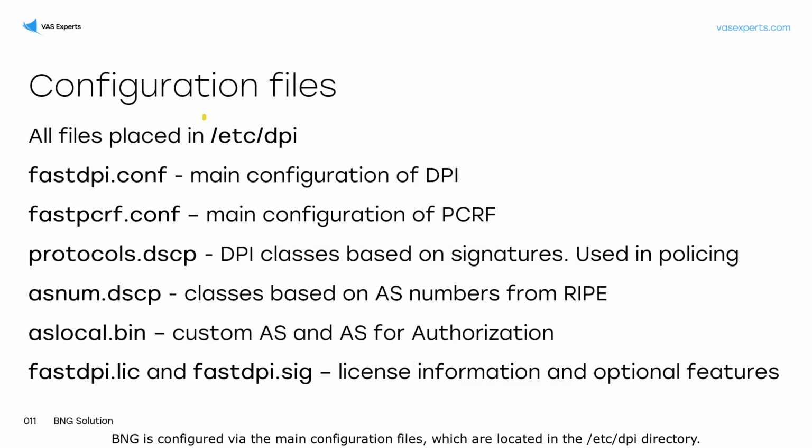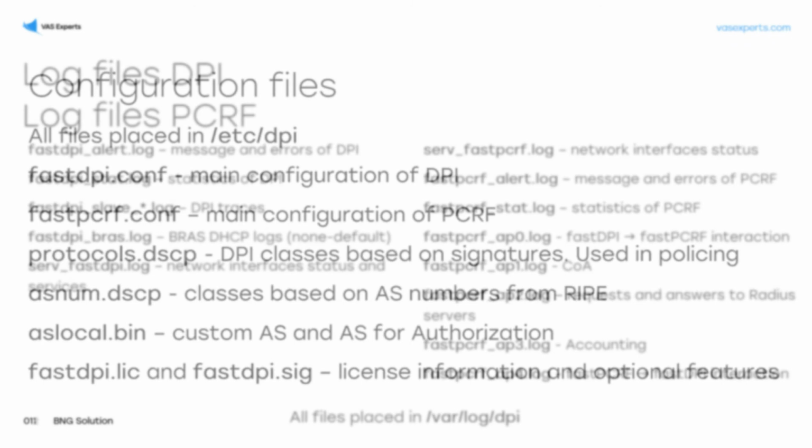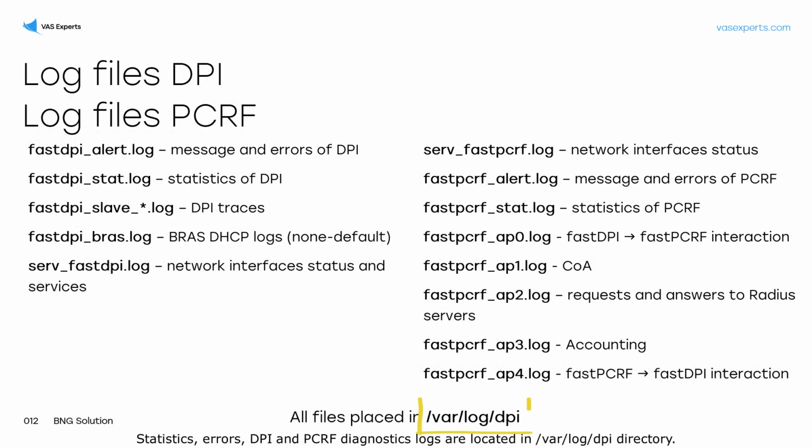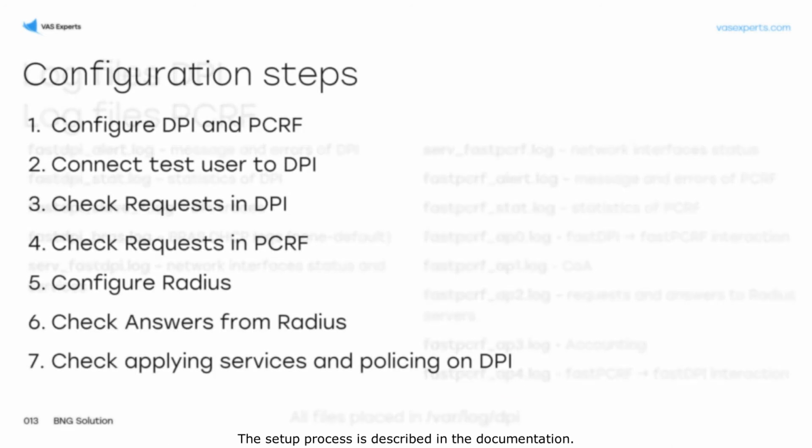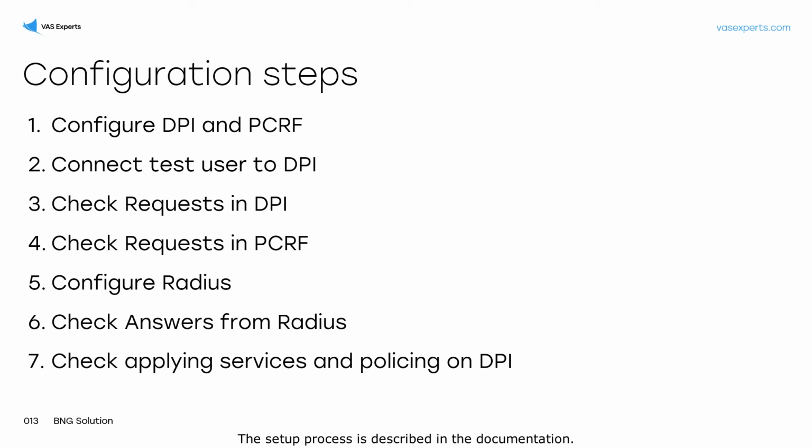BNG is configured via the main configuration files, which are located in the etc DPI directory. The purpose of each file is indicated on the slide. Statistics, errors, DPI and PCRF diagnostics logs are located in the var log DPI directory. The setup process is described in the documentation. Follow the link in the video description.